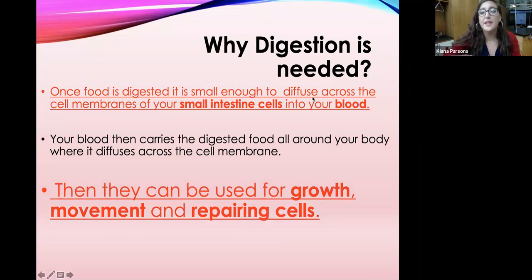And there's diffusion happening here twice, right? It's diffusing into the small intestine cells, and then out of those cells into the bloodstream, and then through the blood, and it diffuses across the cell membrane into all of the different cells that need to be supplied with food. And then these constituent parts, the amino acids, the glucose, the lipids, the fatty acids, and glycerol, can be used for growth, movement, and repairing cells. And ultimately, a great deal of this fuel will be used in the process of cellular respiration that we're going to talk about starting tomorrow.